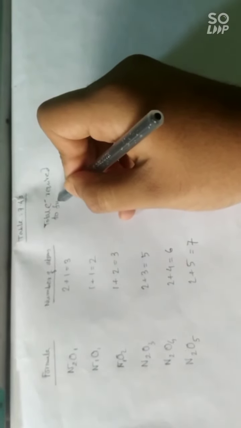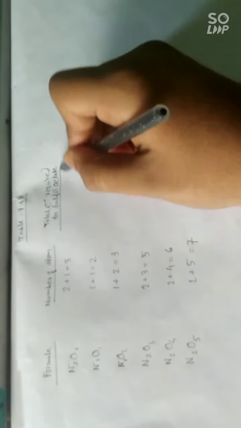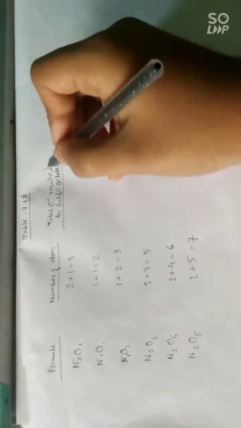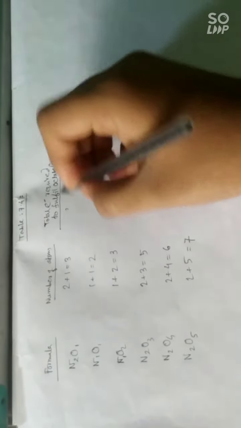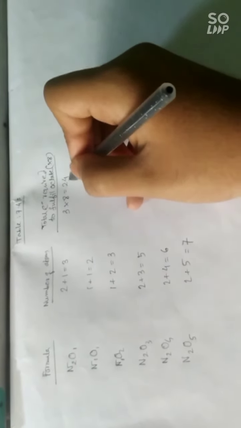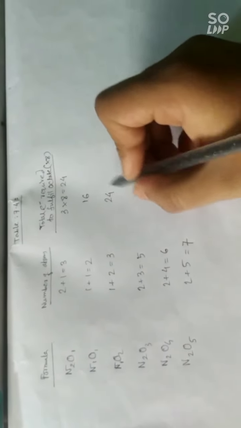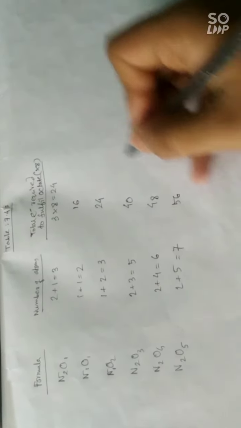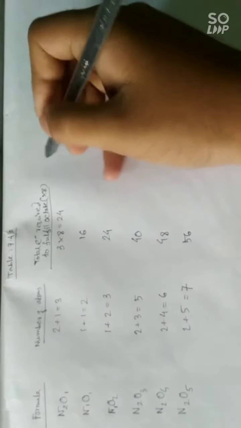We will now calculate the total electrons required to fulfill the octet. If there are 3 atoms and everyone tries to fulfill its octet, then we just multiply the number of atoms by 8. 3 into 8, 24. So 24 net electrons are required. 8 into 2, 16. Again 24, 40, 48, 56.